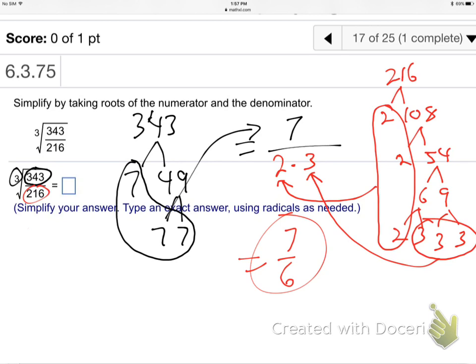No, because everything left the root. Yeah, so there's nothing left in the root. They all came out. There's no remainders.